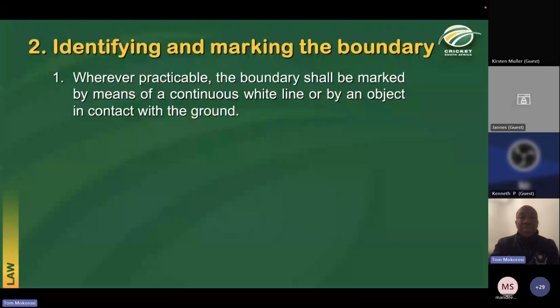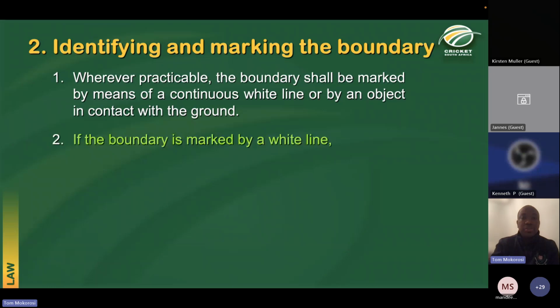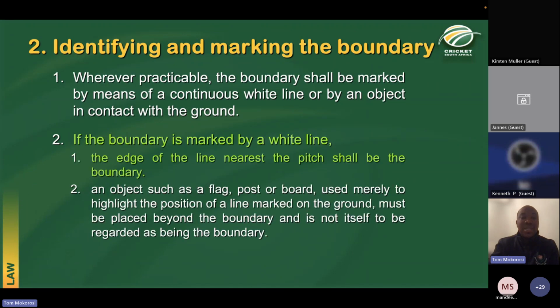Where practical, the boundary shall be marked by means of a continuous white line or by an object in contact with the ground. And we shall see some pictures of objects that you may use to mark a boundary. Green text for the evening means that this particular point is examined in the Cricket South Africa Level 1 exam. If the boundary is marked by a white line, the edge of the line nearest the pitch shall be the boundary.